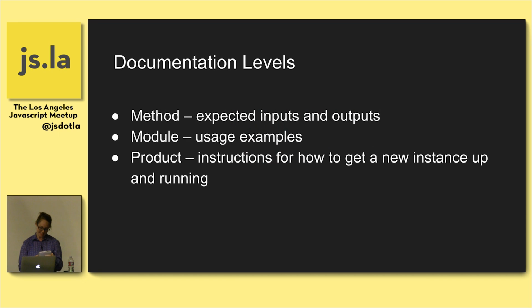So there's 3 levels of documentation I wanted to quickly cover. On the method level, you should write down the expected inputs and outputs. On the module level, you should include usage examples. And on the product level, for the project level, you want to include environment details, just like what you would want in a bug report. Also, instructions for how to get a new instance up and running. Would you believe it? We're already up to the 7th secret.